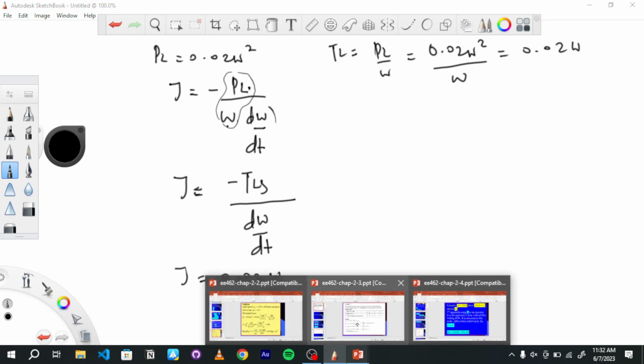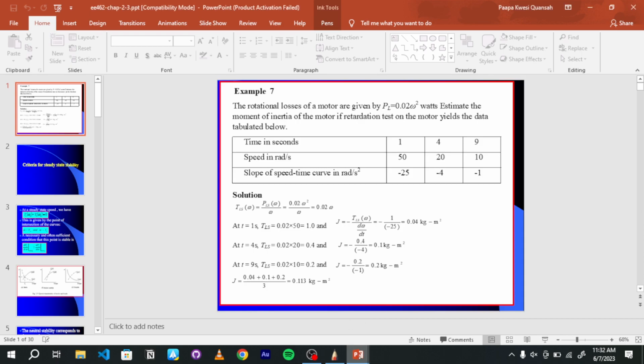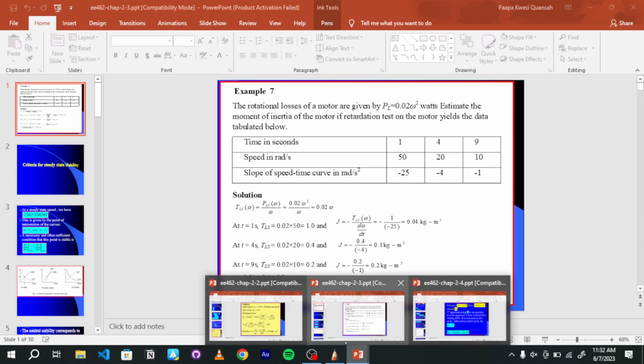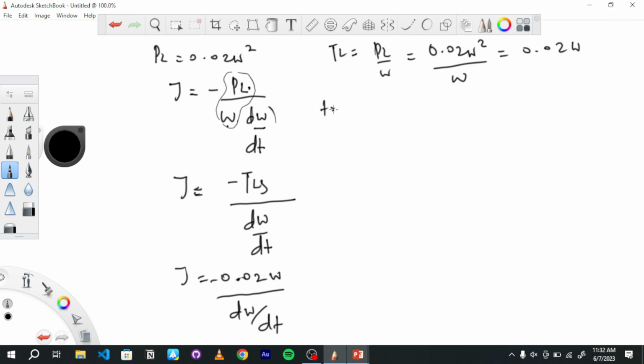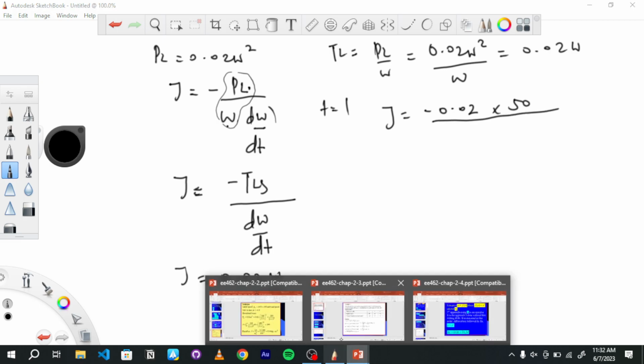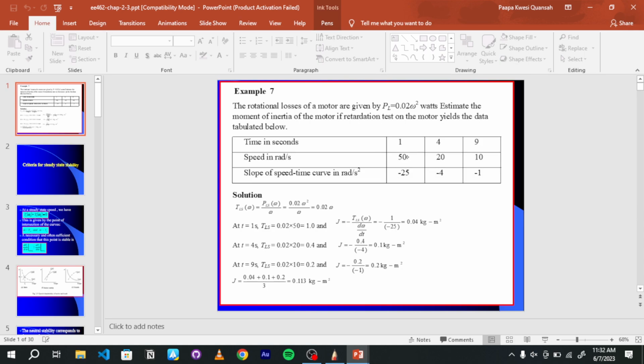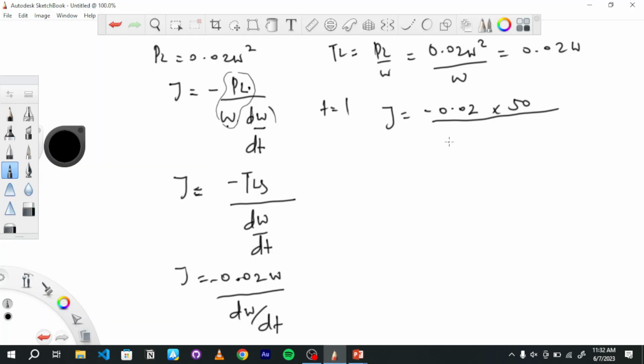So first I'll take when time is 1. So in the first case, when time is 1, at t is 1, J is equal to what? Negative 0.02. The speed is 50 in the question. The slope is negative 25. So that's how you go about it. So you simplify this, you get your J. So kindly take your time to punch it.